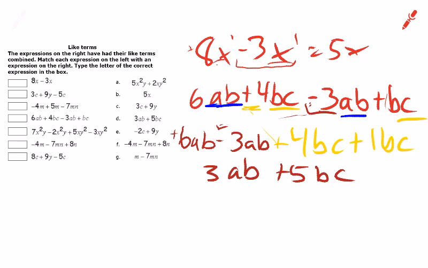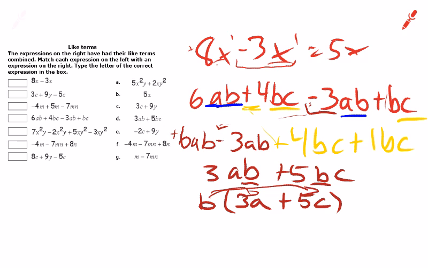Okay? And as an exercise, we see that these both have a b in common. And so just for fun, we'll pull that b out. We'll divide each side by b. That's 3a plus 5c. Okay? And so if you're not sure you did it right, you can multiply back through. Remember that you can distribute like that.